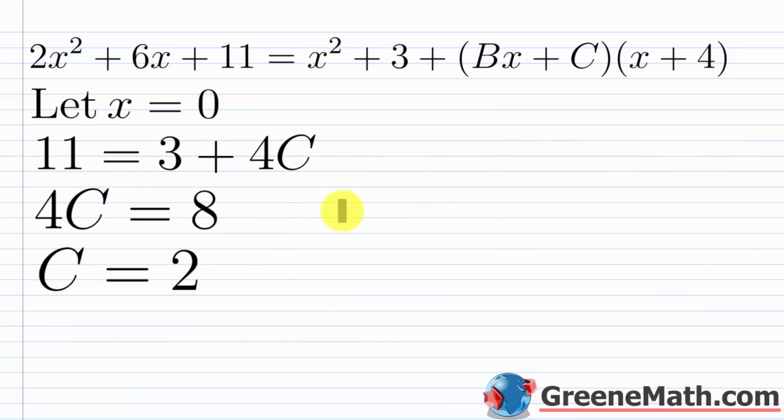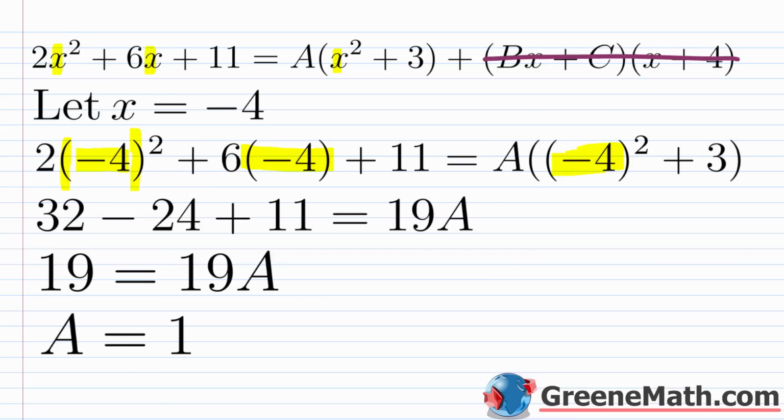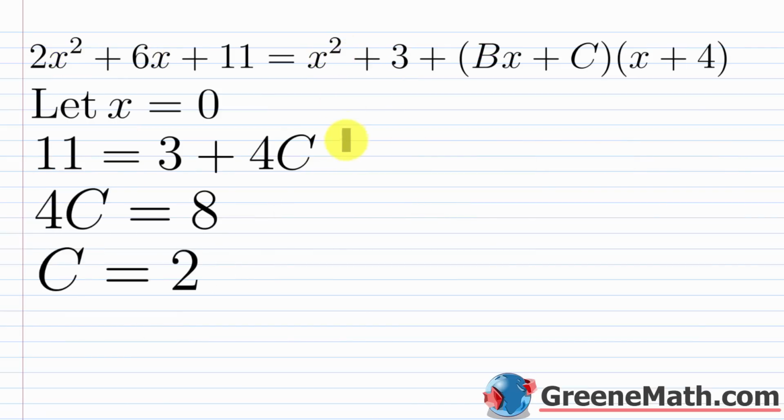And again, once you know that, you can plug that in. Now this one might be a little bit confusing. Let me go back up. If we plug in a 1 for A right there, we have 1 times the quantity x squared plus 3. So you can just drop the parentheses there and just say that's x squared plus 3. So that's where this is coming from right here.